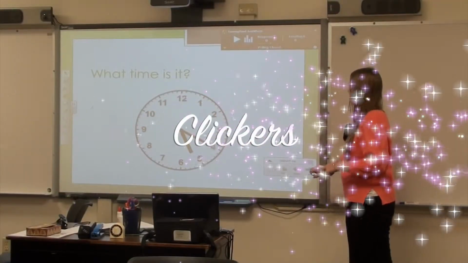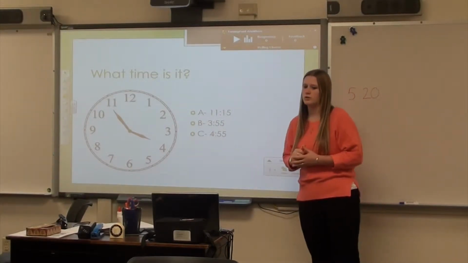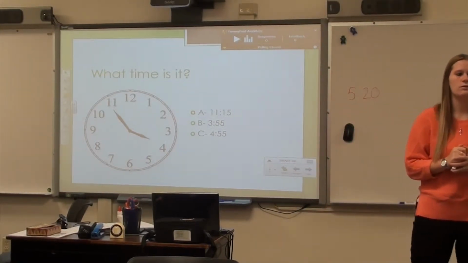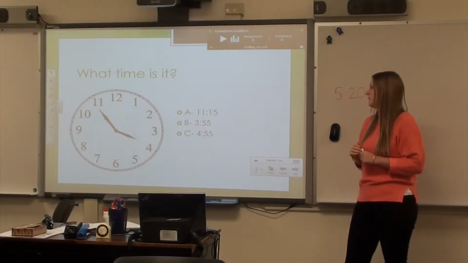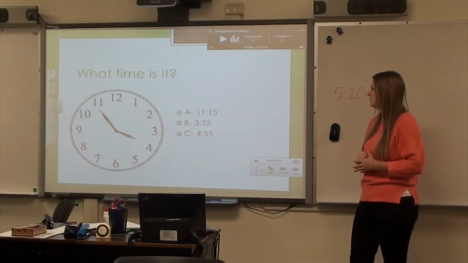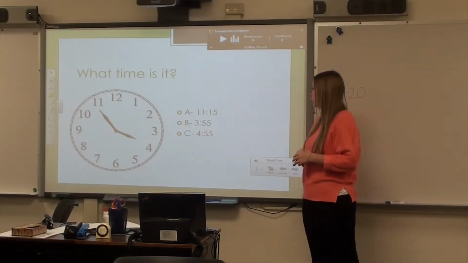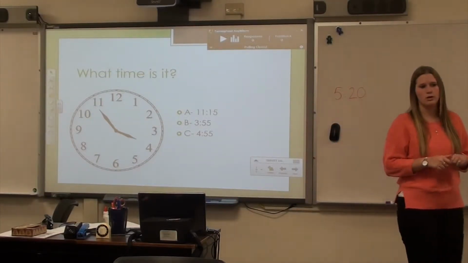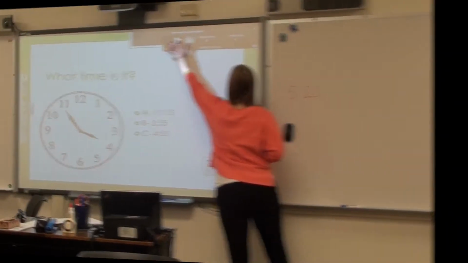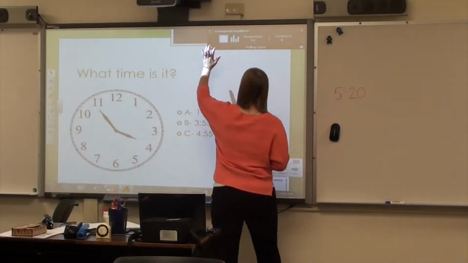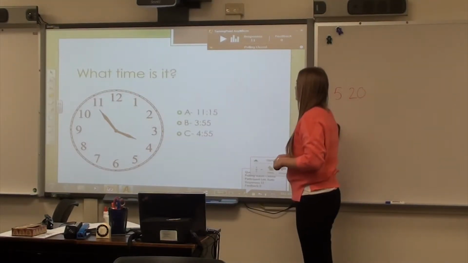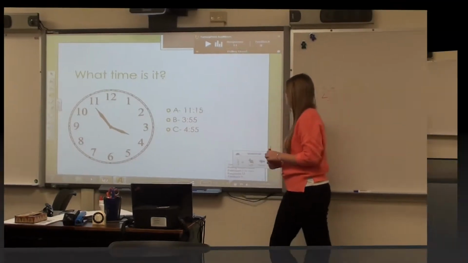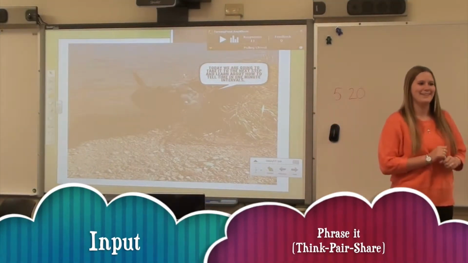Okay, so now we're going to do some with our clickers. So everyone get your clicker out. So what time is it here? We have A, B, and C. A is 11:15, B is 3:55, C is 4:55. Remember to look at your hour hand first, and then your minute hand. Answer 2, which was 3:55, correct.